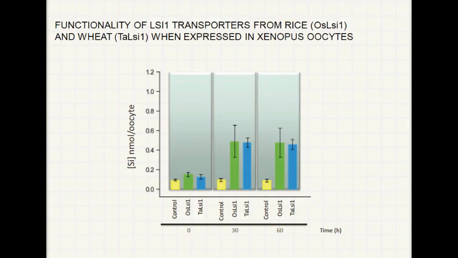This is a slide that demonstrates such injections. At time 0, when nothing has happened yet, you see that with the control, the rice and the wheat, there's not much silicon going into the cells. But after 30 or 60 minutes, you see a strong increase in the silicon that's been taken up by these frog eggs, thanks to the fact that these eggs now have these transporters that allow silicon to enter. Interestingly, you can see that both the wheat and the rice had a comparable capacity to accumulate silicon in these frog eggs.